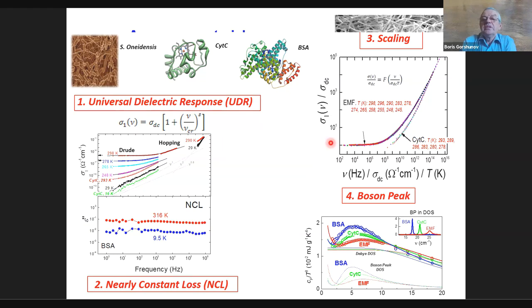The third is the scaling behavior of some combination of the AC-DC conductivity versus some combination of frequency, temperature, and conductivity, when they all fall on a single master curve. And the fourth universality is the so-called boson peak in the density of states, which we also have observed in these three biological materials.